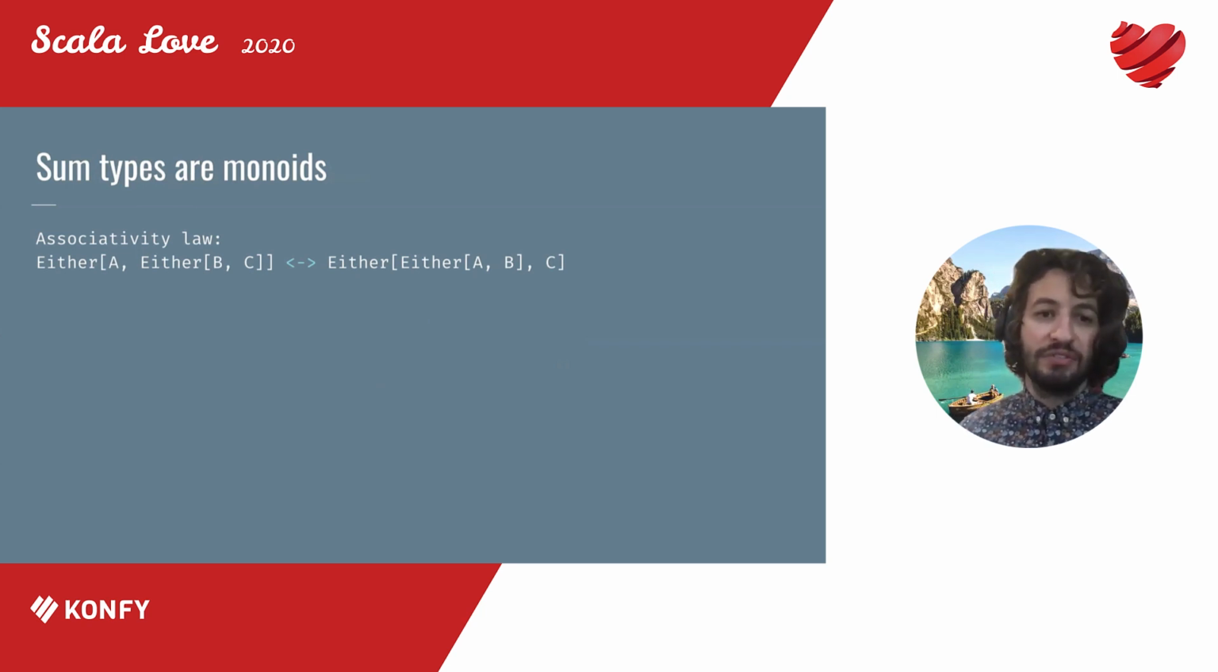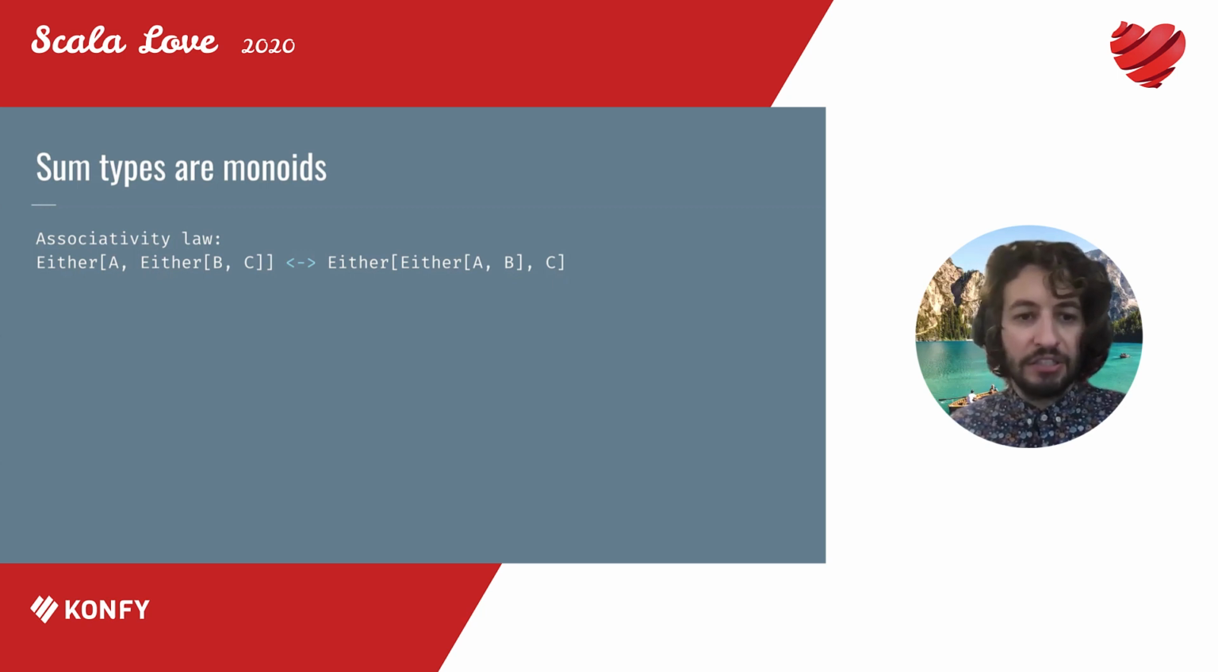Where the associativity law still holds, right? So either A, either B or C is the same as either A or B or C. And basically, both of these types just mean there's at least one of an A or a B or a C in this type somewhere. And you can go from one to the other and back again easily.